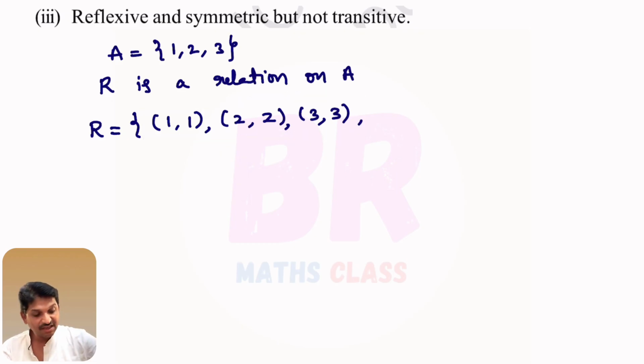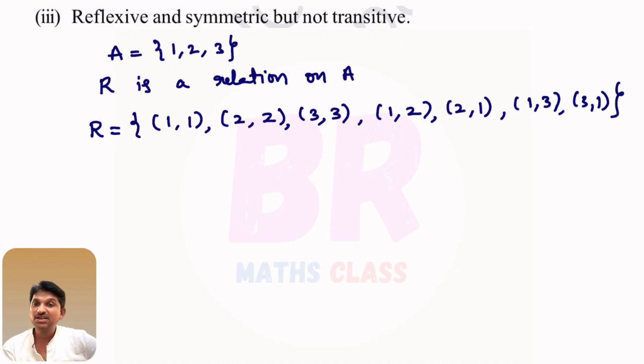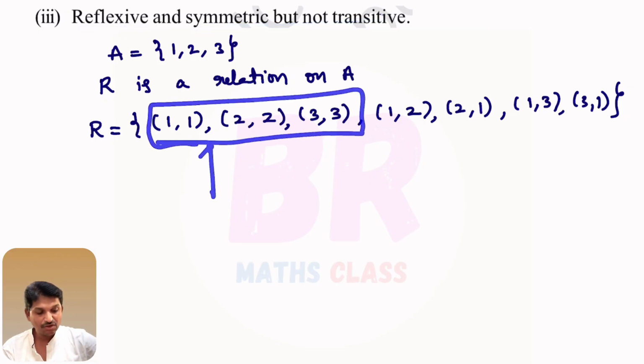Okay. As they are saying it is symmetric, if I take ordered pair 1 comma 2, 2 comma 1 must exist, right? If I take 1 comma 3, 3 comma 1 must exist. I have taken a relation like this. Now, you check whether it satisfies this condition or not. Reflexive. Is this reflexive? Yes. For 1 belongs to A, 1 comma 1 belongs to R. For 2 belongs to A, 2 comma 2 belongs to R. For 3 belongs to A, 3 comma 3 belongs to R.